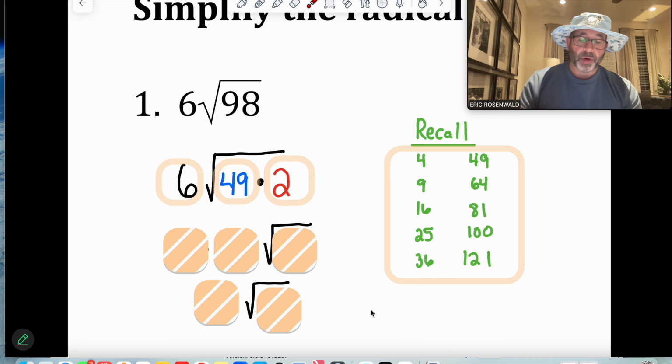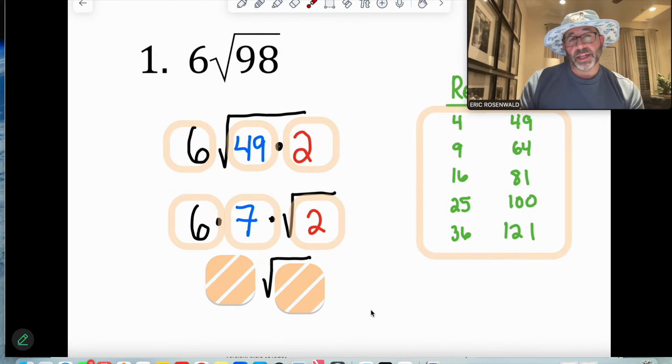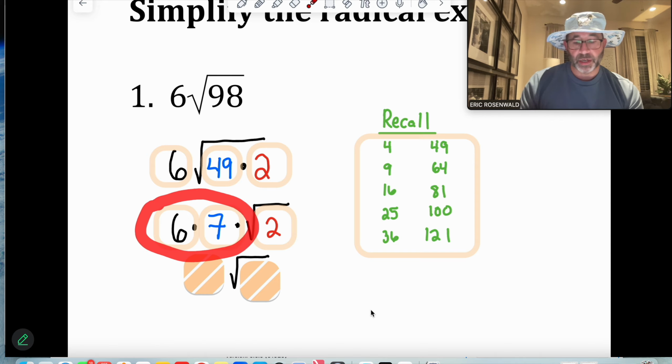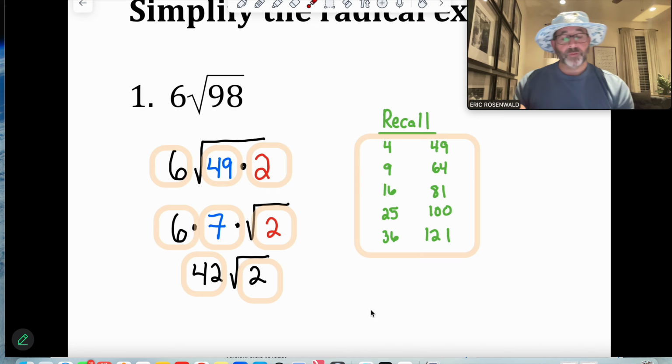So let's go part by part here. First, let's deal with the square root of 49 right here. Square root of 49 is just 7. And the 2, we can't do the square root of 2, so it just stays inside as a square root of 2. The 6, like before, just kind of comes down and gets carried through. So now anything that's on the outside, we can go ahead and multiply those together, so that 6 times 7 that we have right here is going to turn into a 42, and the root 2 just stays on the inside. And that's it. You're done.